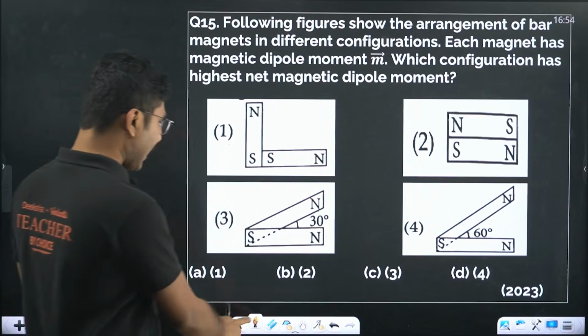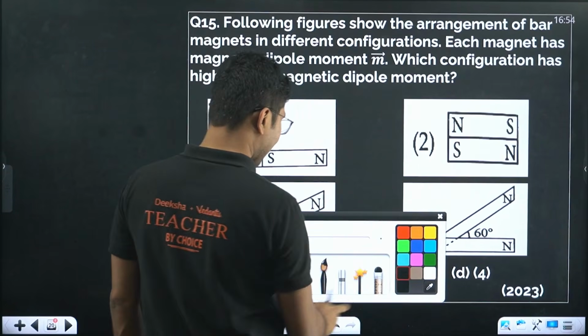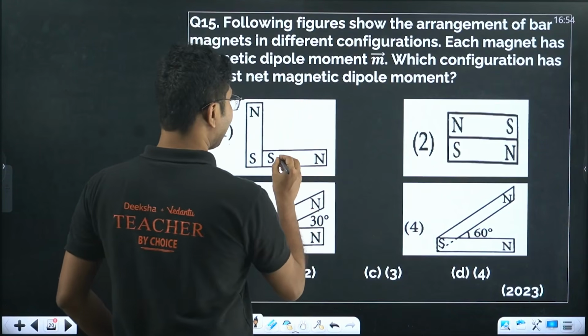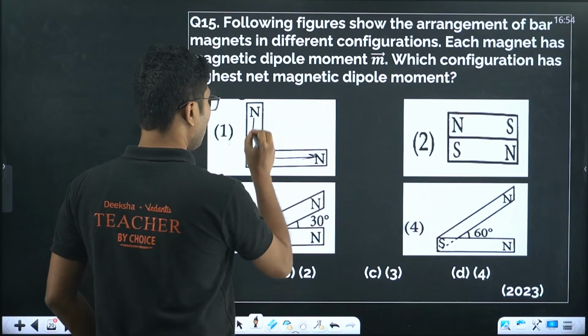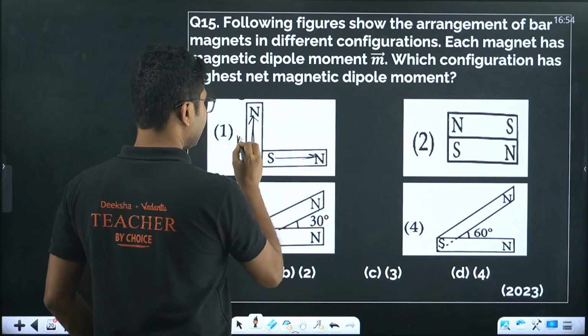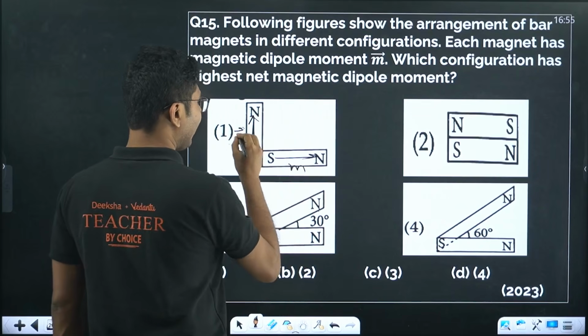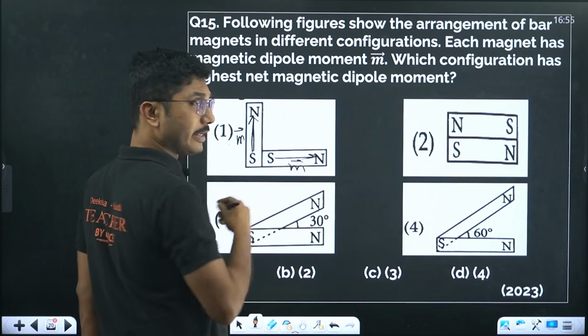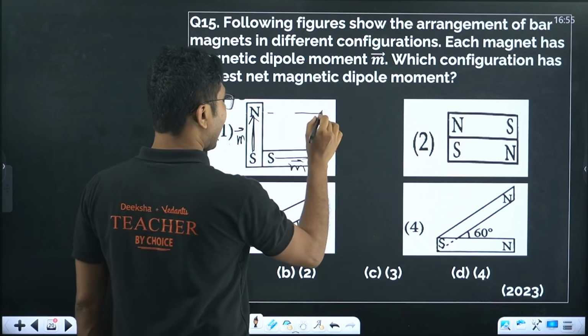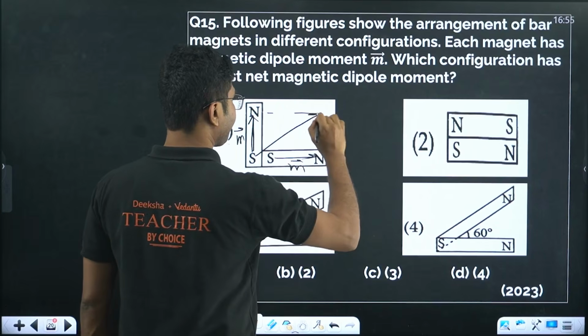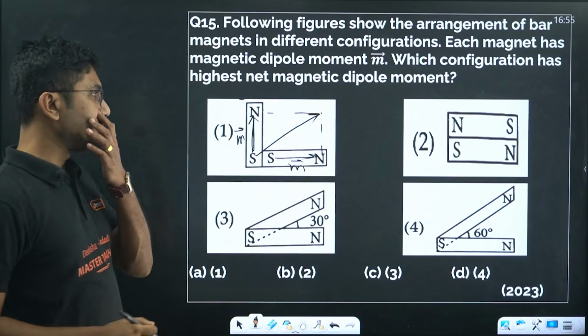So how to find net magnetic moment? First of all, what is the magnetic moment for the two magnets? Magnetic moment is from south pole to north pole. So this is the magnetic moment, and when you add two vectors, magnetic moment is a vector quantity like dipole moment. So if you want to add them, you have to add them vectorially.